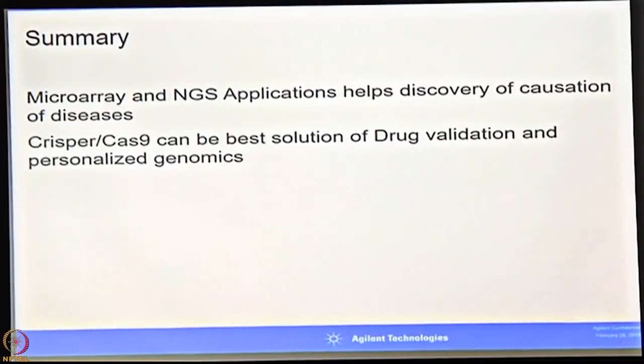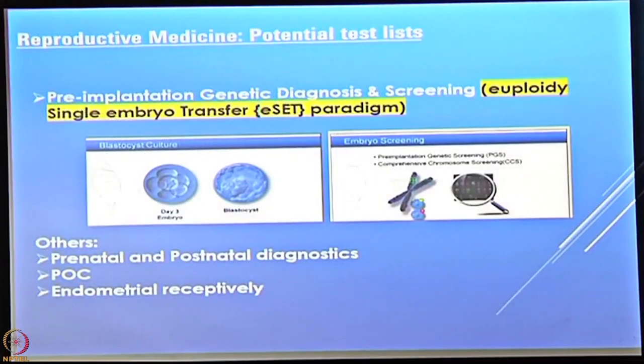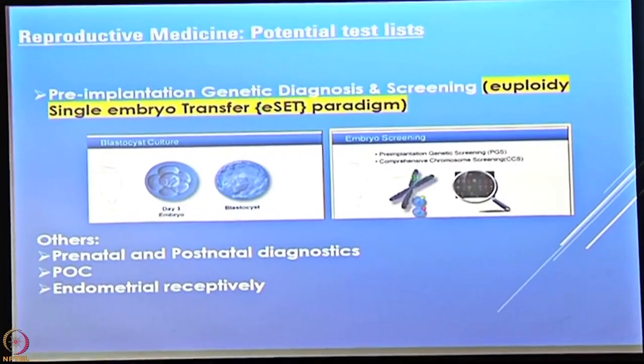So in summary, you can use the NGS application to identify the causation, what's the cause of that. And I gave a brief idea of how CRISPR-Cas can be a solution for drug validation and personalized genomics. So you can use the NGS application to identify the problems, and CRISPR-Cas might be used for the treatment part, right? Now I'm covering five slides from the IVF segment.